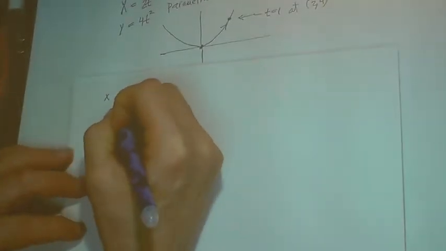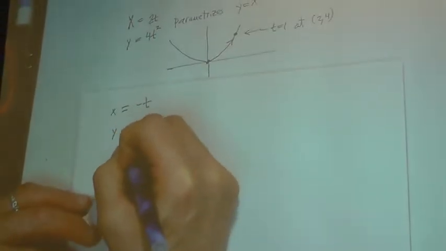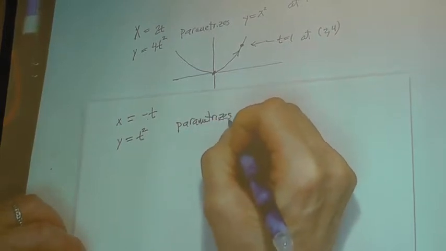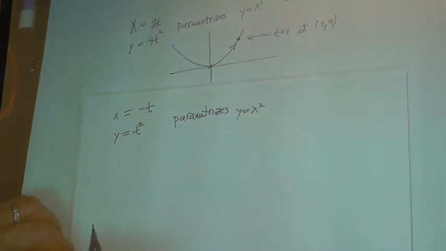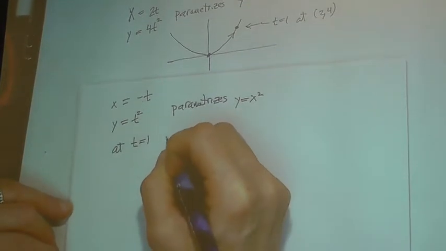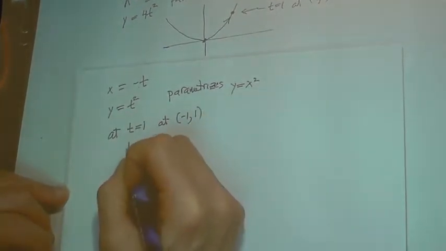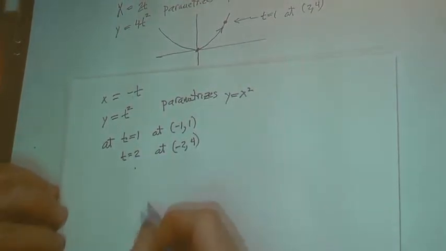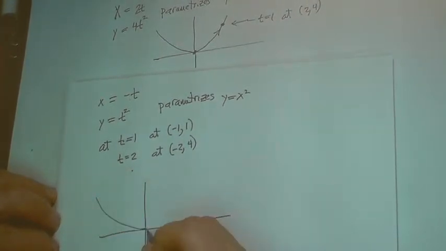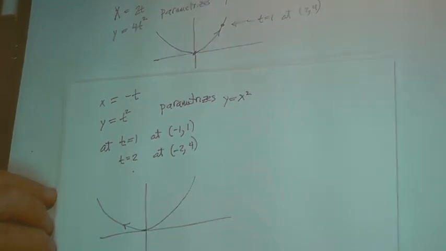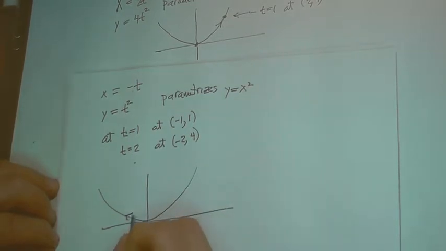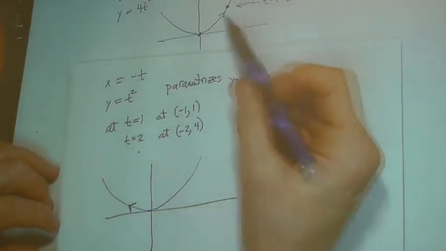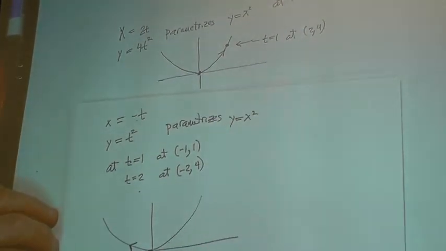If I let x equal minus t and y equal the square of that, this is yet another parameterization of y equals x squared. But at time 1, we're now at the point negative 1, 1. At t equals 2, we're at minus 2, 4. And as time is increasing, we're moving in this direction. Okay? So, different parameterizations give us different speed of movement, velocity of movement, and also different directions.